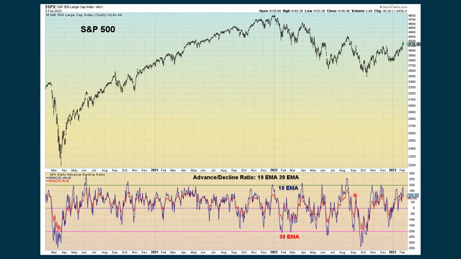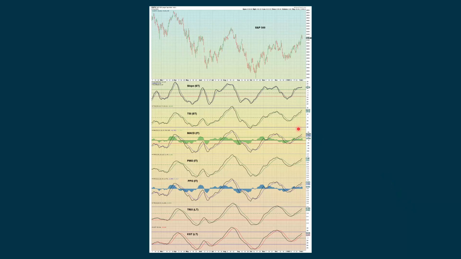The advance decline ratio takes a 19-period exponential moving average and also plots a 39-period exponential moving average. The blue line moves a lot faster. That gives us an idea of what's happening with the advance decline line. The red line's a little bit slower, and when they're both moving in the same direction, that produces more of a conviction. All of our oscillators are currently positive.